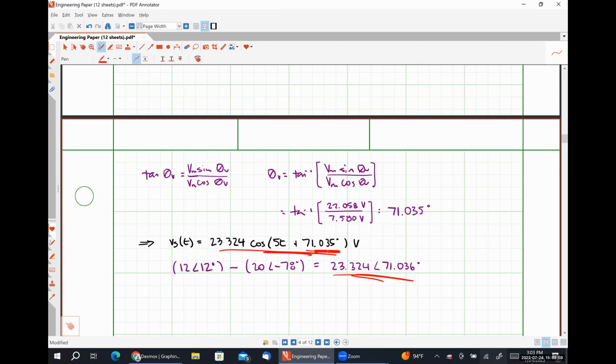We got the exact same result, at least for the magnitude and phase angle, in mere seconds compared to the 30 plus minutes of trig identities and all of that kind of garbage that I had to do to solve this problem in the time domain. Okay. So what I'm going to do now is try to explain to you why I can do this using complex numbers.